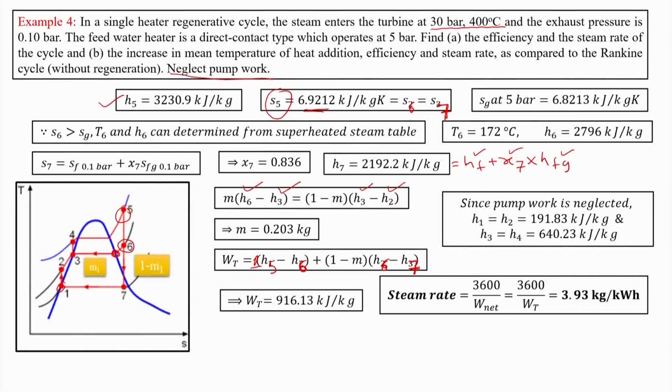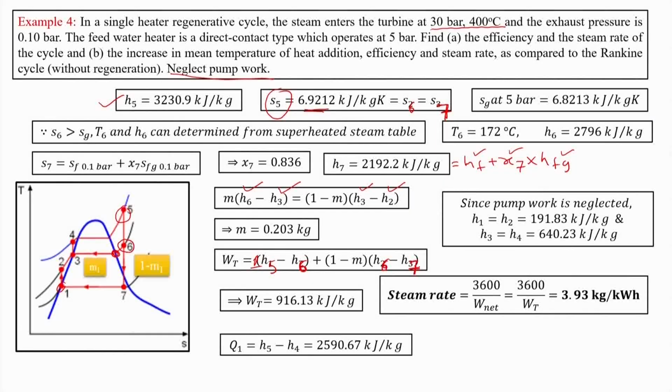Then we know the formula for specific steam consumption or steam rate, which is 3600 divided by W net. But W net doesn't have pump work, so it is WT, and that turns out to be 3.93 kg per kilowatt hour.